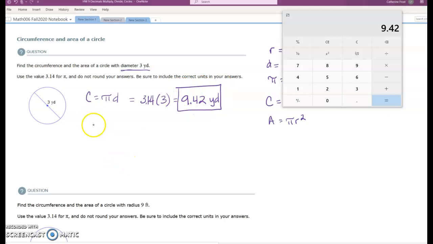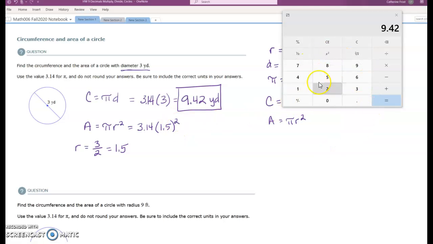Okay, so then for our area, that is pi r squared. So we have to work out our radius in order to find the area. And our radius would have to be half the diameter, so 3 divided by 2. And you can use 1.5 if you want. You can use 3 over 2 if you want, whatever you're comfortable with. I'll do 1.5 since we're going to put this in our calculator anyway. So we're going to use 3.14 again for our pi. And then radius is 1.5, and we want to square it.